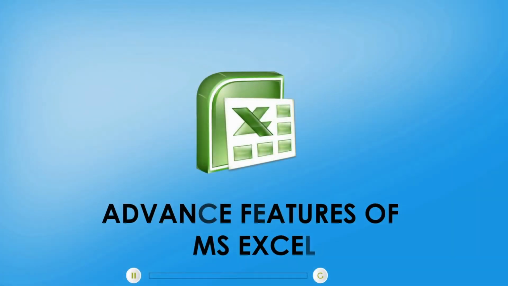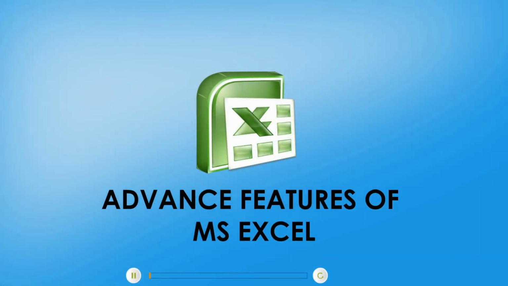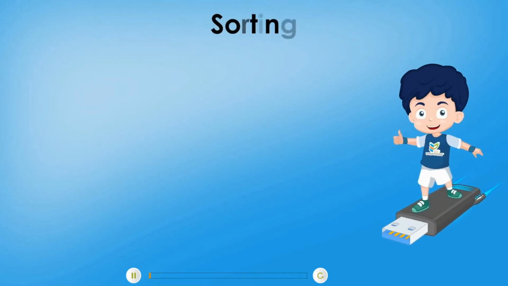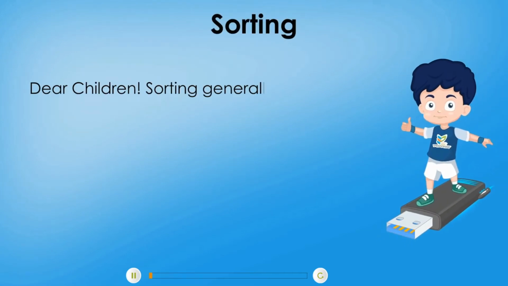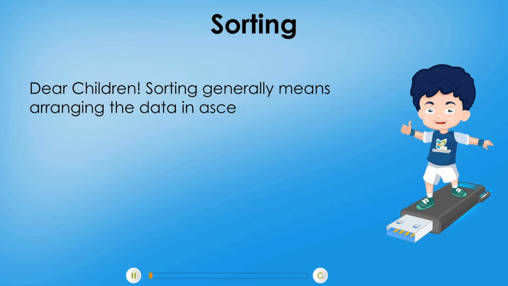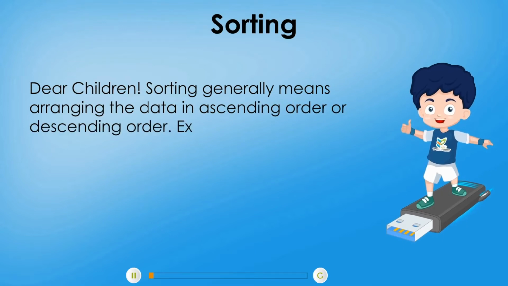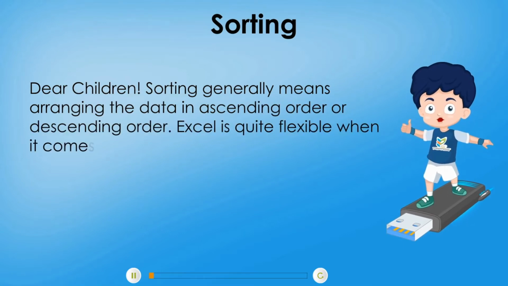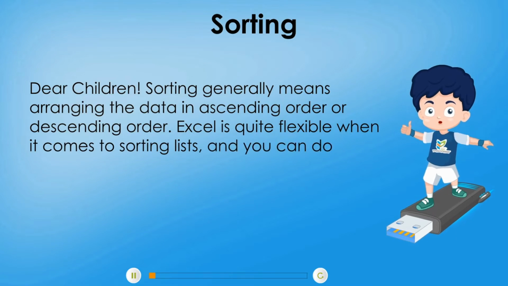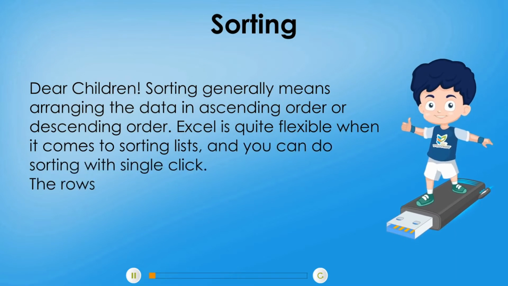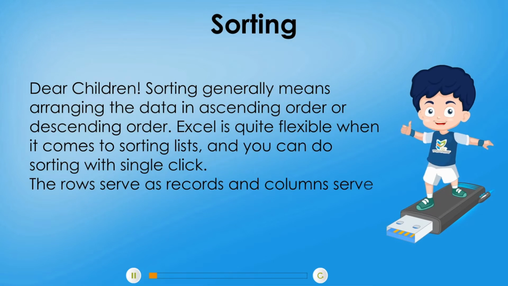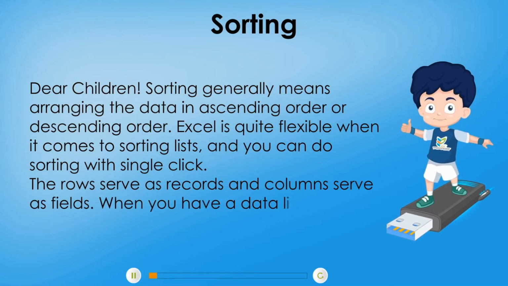Advanced features of MS Excel. Sorting. Dear children, sorting generally means arranging the data in ascending order or descending order. Excel is quite flexible when it comes to sorting lists, and you can do sorting with a single click. The rows serve as records and columns serve as fields. When you have a data list in Excel, you can sort the list to show particular data.